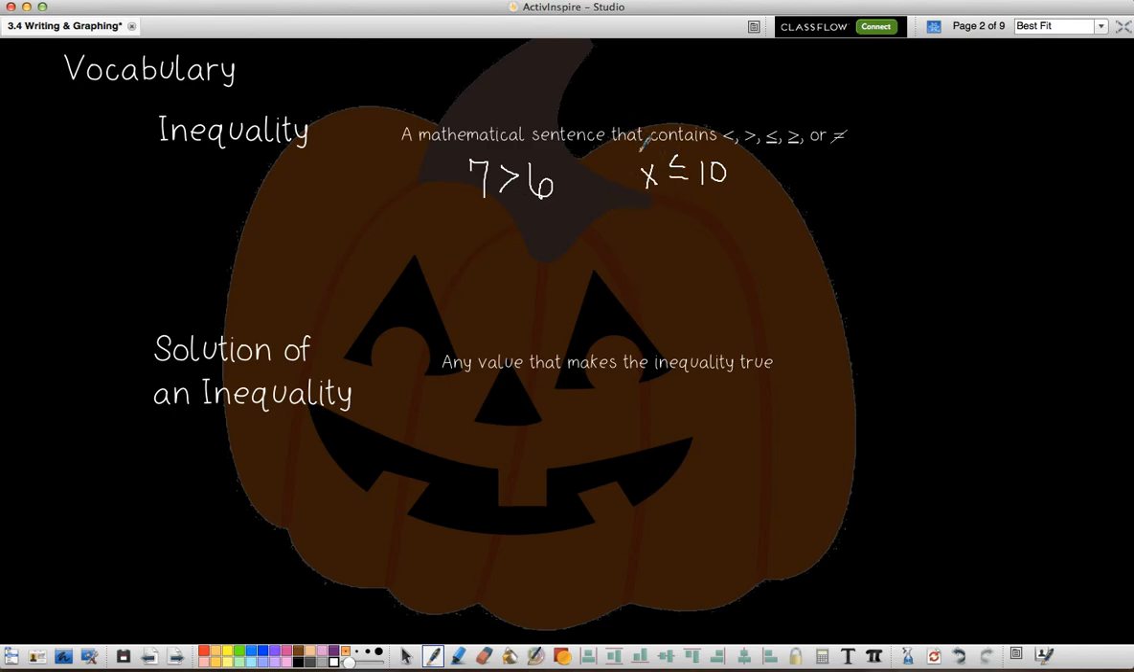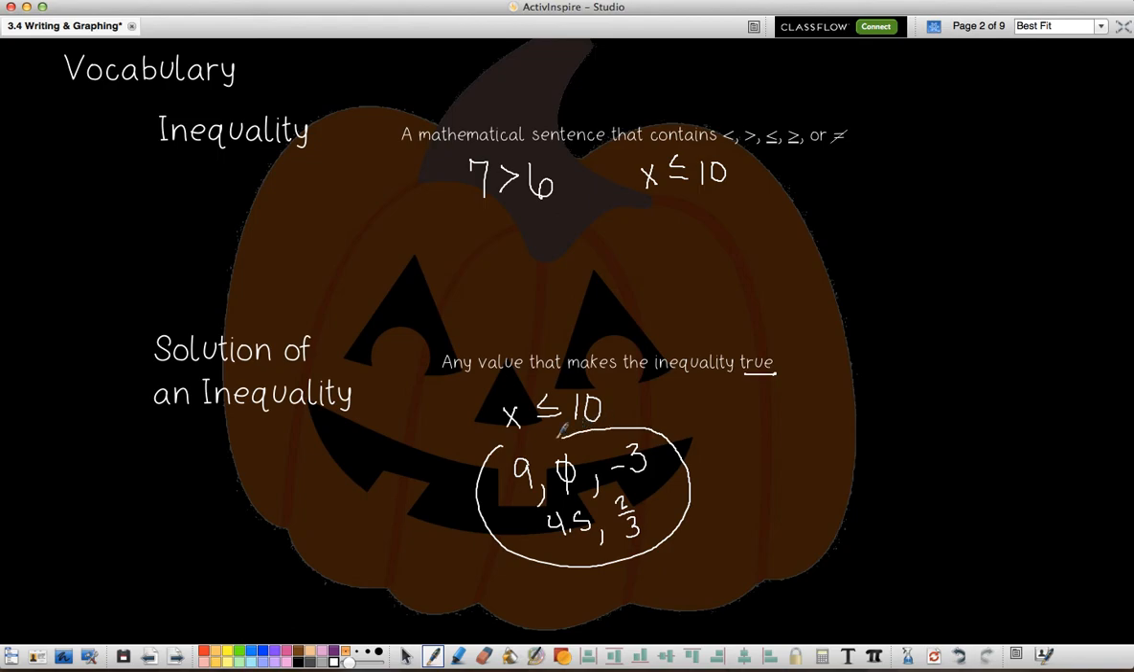In this case, x is a variable and can be replaced by any number, but only certain numbers are going to make it true. And that's where we go into solution of an inequality. The solution of an inequality is any value that makes the inequality true. So if I have x is less than or equal to 10, I know that I can put in numbers like 9, that makes it true, and 0, even -3, or 4.5, or 2/3. So all of these are examples of solutions of the inequality.